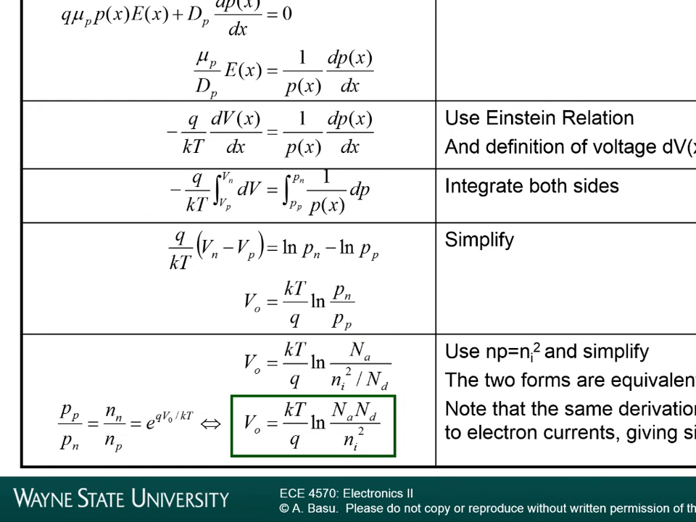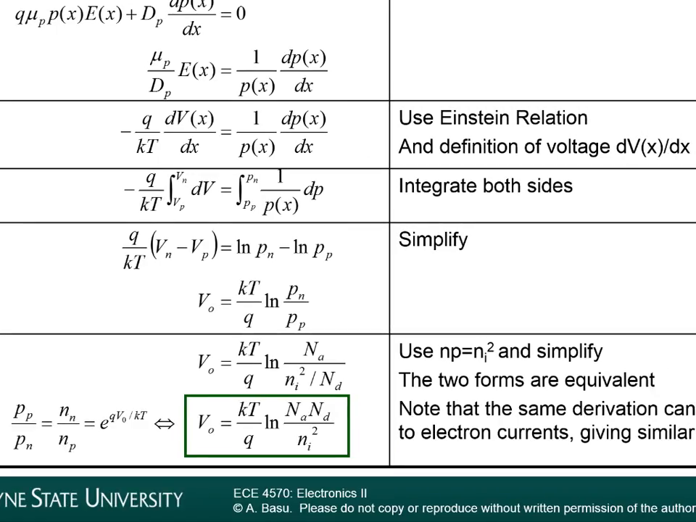You can use np equals ni squared, our friend. Simplify this. And ultimately, you will arrive at this equation here. V0 is equal to KT over Q, ln of Na Nd over Ni squared. Okay, so this is the formula for finding the built-in potential.